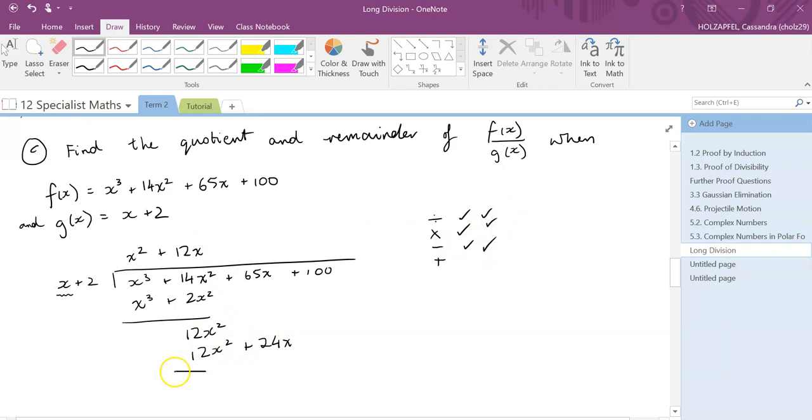and then now we've got to subtract. So that's going to end up 65x minus 24x is going to be 41x. All right, so done that subtraction step now. X fits into 41x 41 times. 41 times x plus 2 is going to make 41x plus 82.